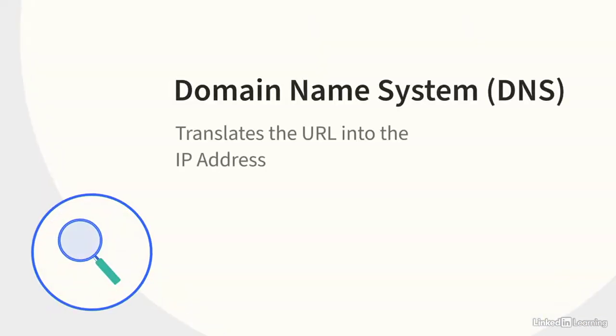Luckily, when we do go to a website, we don't have to get out some sort of address book to find the IP address. The internet provides an automatic address book called DNS, the Domain Name System. DNS translates the easy URL like google.com into the IP address so your computer can access Google web servers.